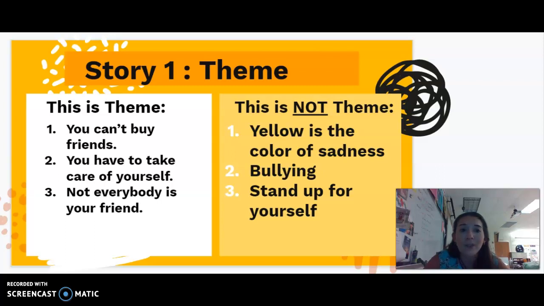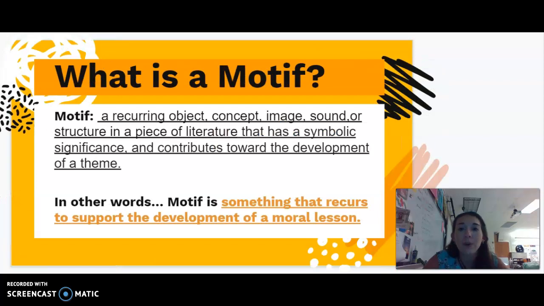Now that we've talked a little bit about theme, let's talk about motif. So a motif is a recurring object, concept, image, sound, or structure in a piece of literature that has a symbolic significance and contributes toward the development of a theme. In other words, motif is something that reoccurs to support the development of a moral lesson.